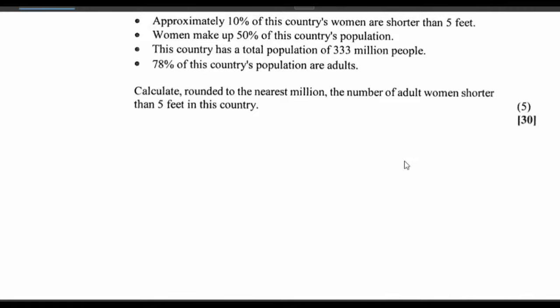First and foremost, we shall look for adults. That's the first mission that we have, which will be 78% of the population. Are we together? So if it's 78% of the population times 333, you get your answer as 259.74. Don't mind about the million for now. These are still million. Then having looked for that, then look for women.